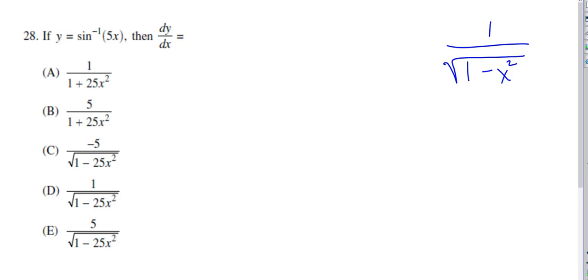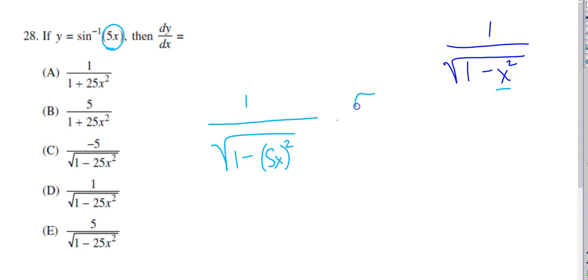Now, I'm going to replace anytime I see an x with 5x, so that will be the derivative of the outer holding the inner, then times the derivative of the inner, and the derivative of 5x is 5, and that's a 5. And now I think you can match that to e.